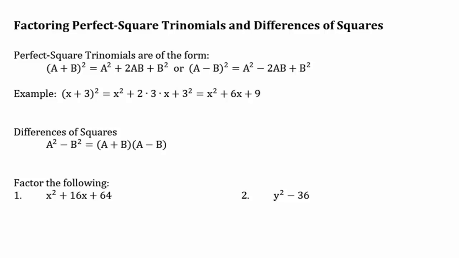Here we're going to look at two other methods of factoring. One is with our trinomials. We're going to look at the perfect square trinomials, how we can factor those. And then secondly, we'll look at some binomials, and we'll look at the difference of squares and how to factor those. Now what a perfect square trinomial is, it's of the form a plus b squared.